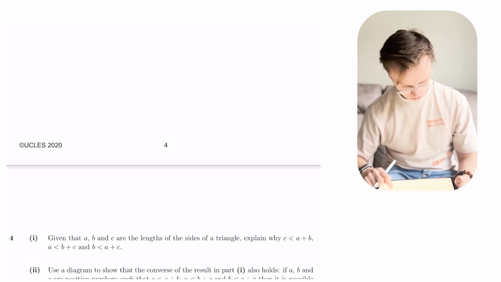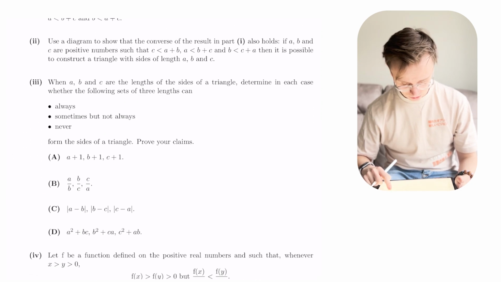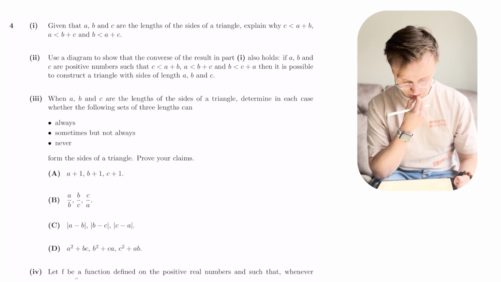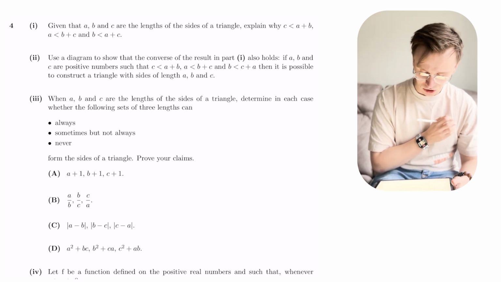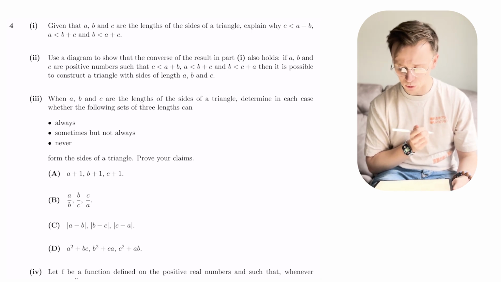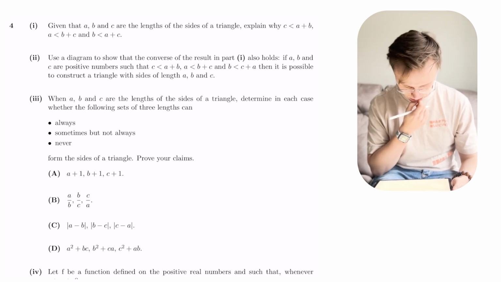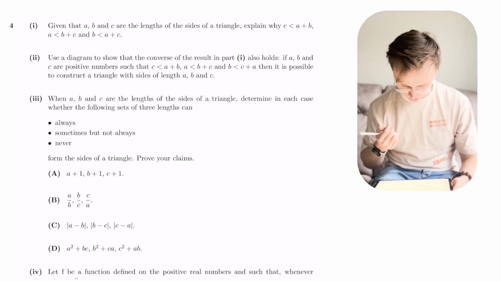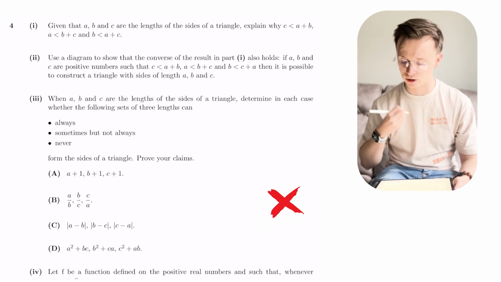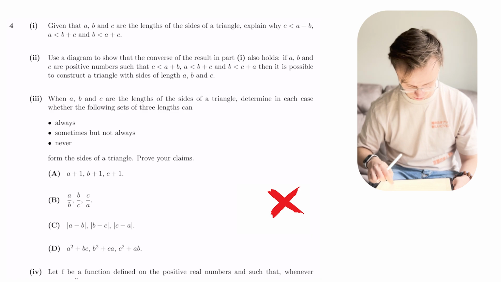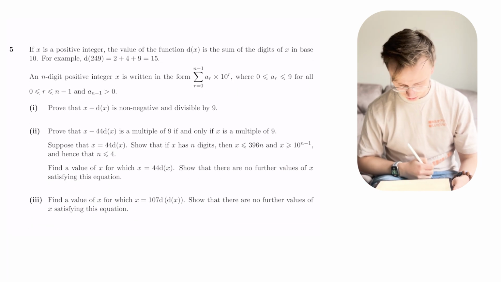Continuing on, question 4. Let's have a look at this one. Given that A, B, and C are the lengths of the sides of a triangle, explain why C is less than A plus B. Okay. Doesn't sound too hard, but it's quite conceptual. And I don't know how happy I am with that, so I'd probably, again, say that was a no for me. I'm much more keen on the integration and the differential equations.